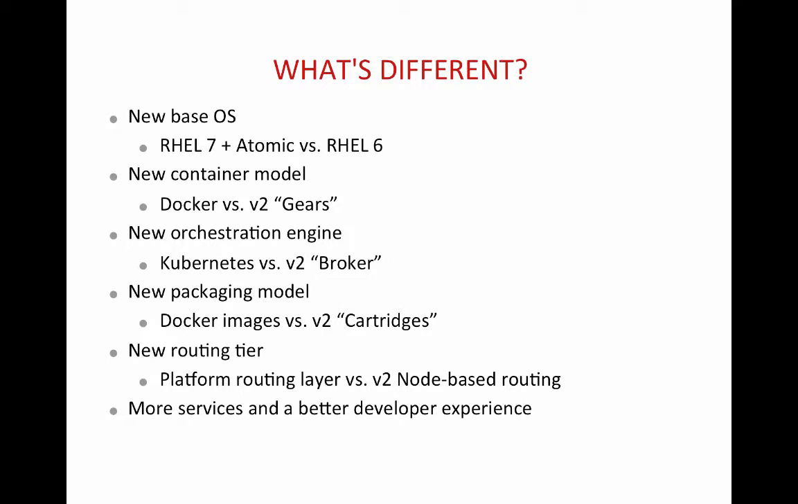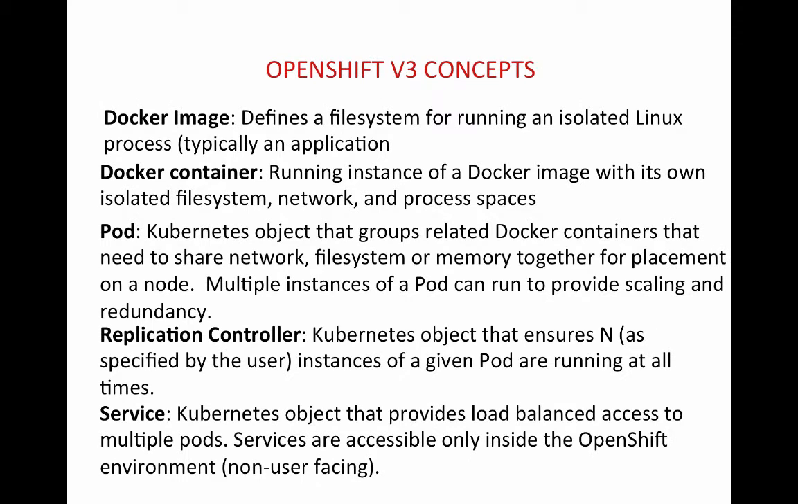The new orchestration engine, instead of a OpenShift broker in case of version 2, that's going to be replaced by Kubernetes. Specifically, Kubernetes master will take the place of broker. The new packaging model for technologies would be Docker images in place of OpenShift cartridges in version 2. The new routing layer, the platform routing layer would replace the node-based routing, right? And you get better services and better developer experience.